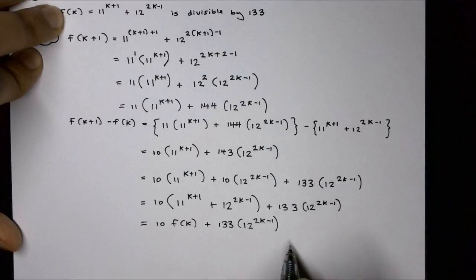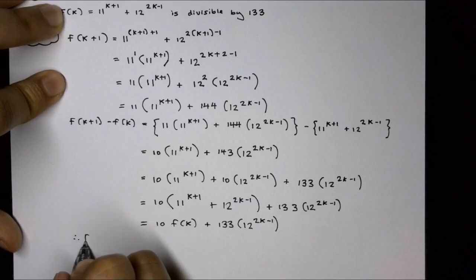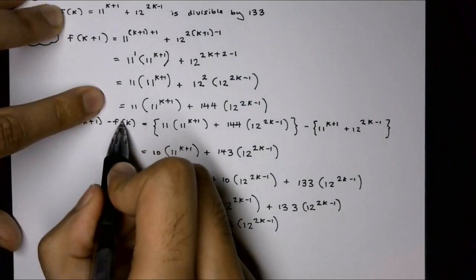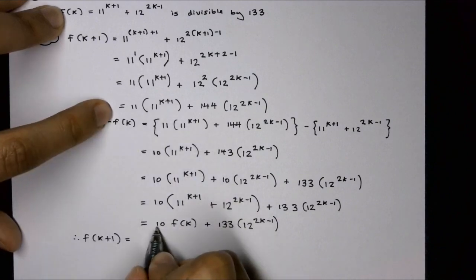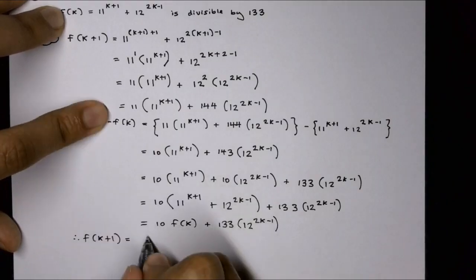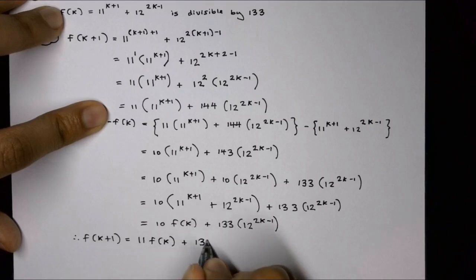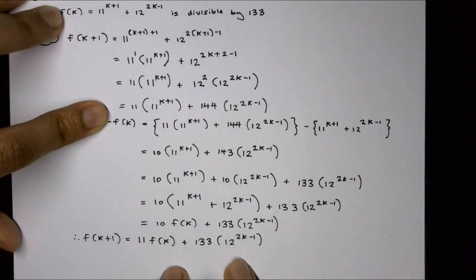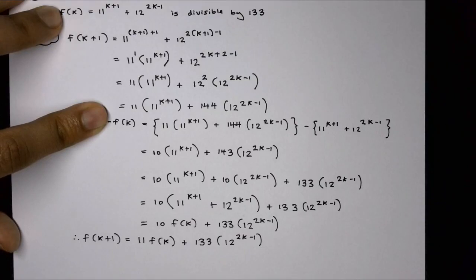And we can therefore conclude over here f of k plus 1, that's equal to, well, if I take this over to the right hand side, we've got 10 lots of f of k plus 1 lots of f of k, so that's 11 lots of f of k, and then we've got 133 lots of 12 to the power of 2k minus 1. And of course this entire thing will be divisible by 133.